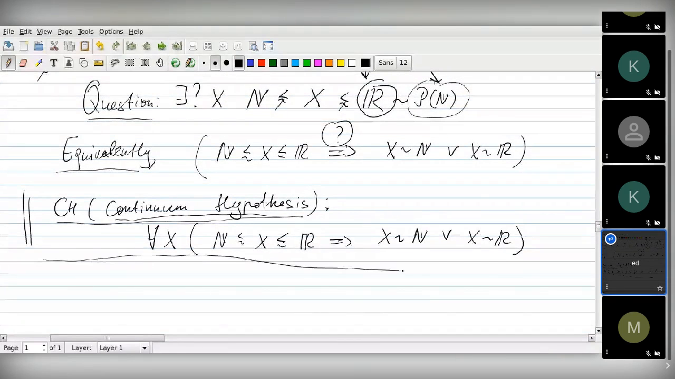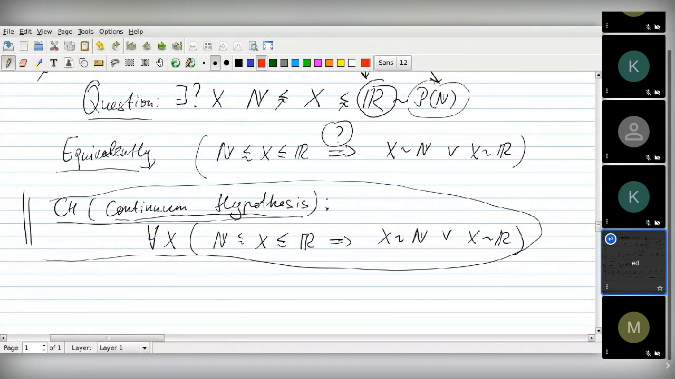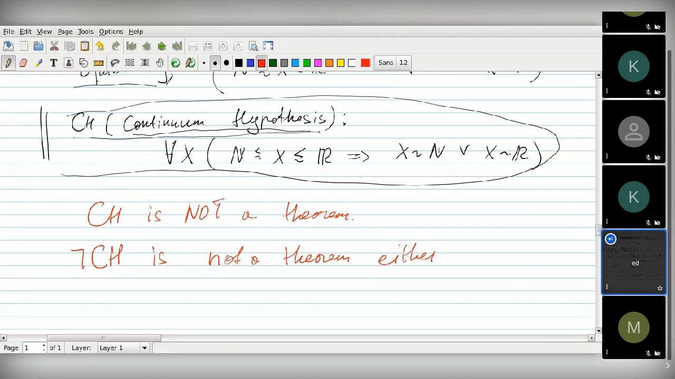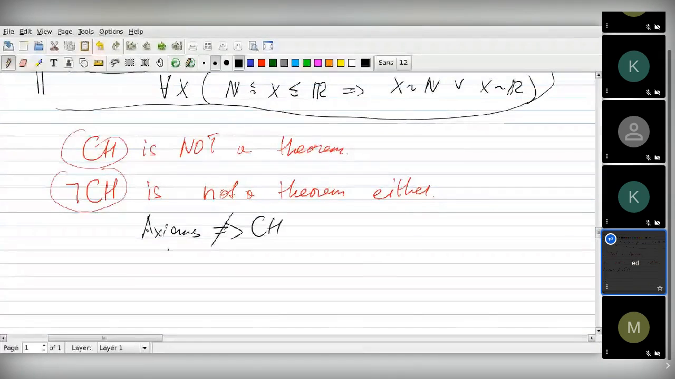So this statement is not a theorem. Please pay attention to this fact. It is not a theorem. But which is most interesting here, the negation of this statement is not a theorem either. So our axioms are fundamentally incomplete. From our axioms, it doesn't follow that this continuum hypothesis holds.